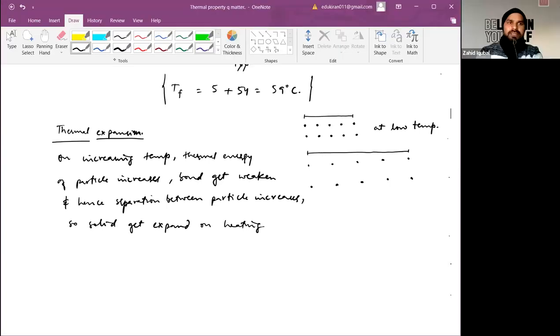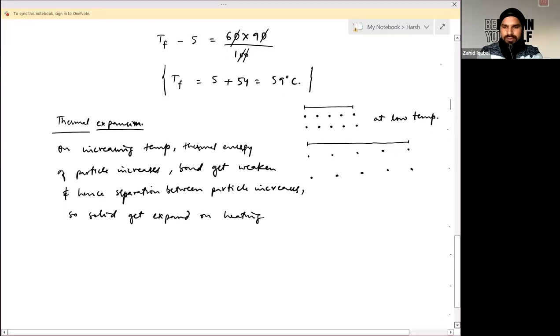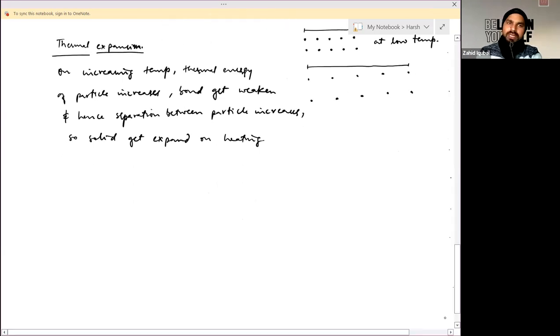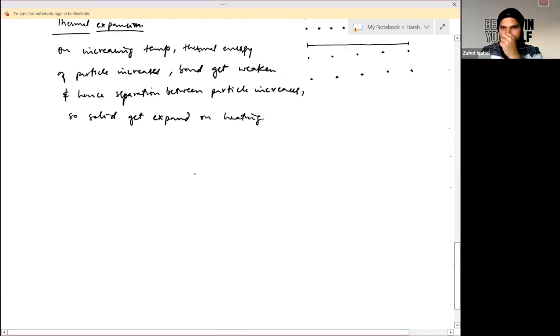So we have to define this expansion in 3 different ways. First is along length, linear expansion, then along area, surface or radial expansion, and then along volume, cubical or volumetric expansion. So first is linear expansion. Suppose there is a rod initially at low temperature T naught having length L naught from this point to this point.